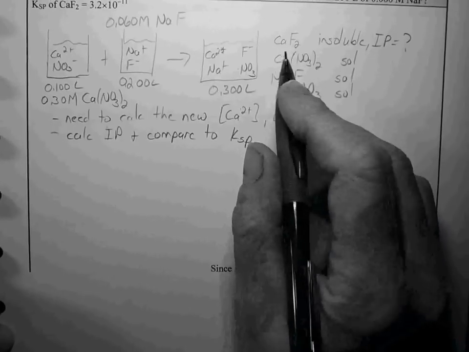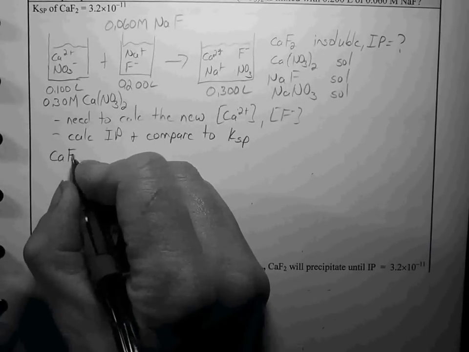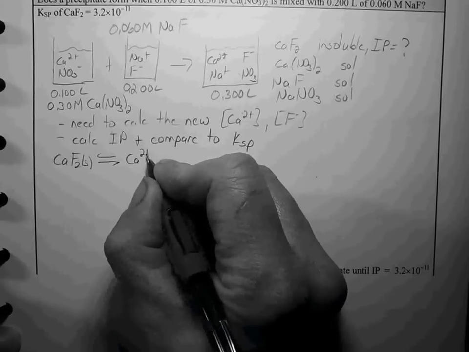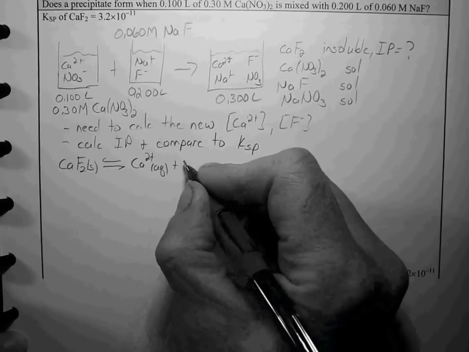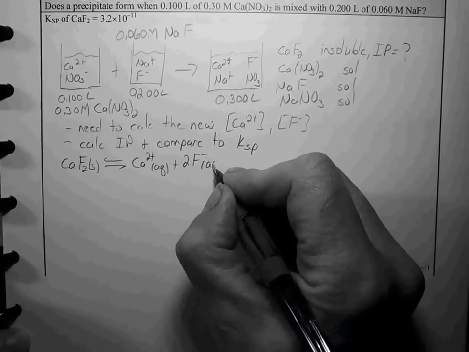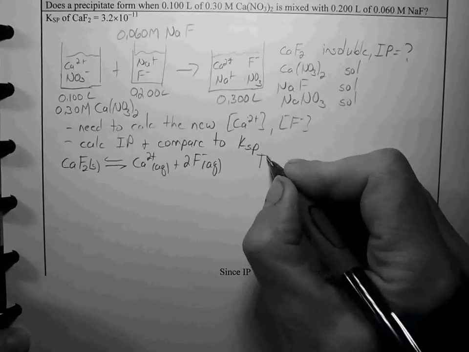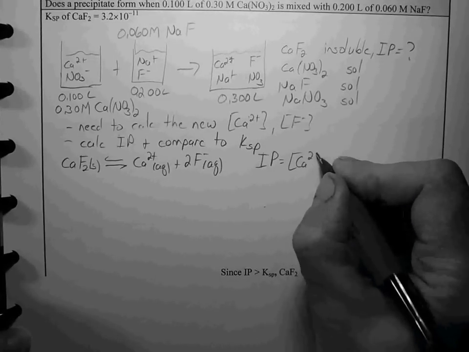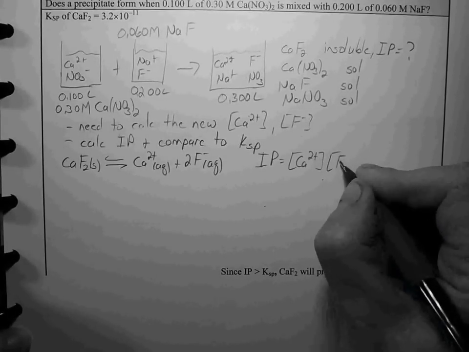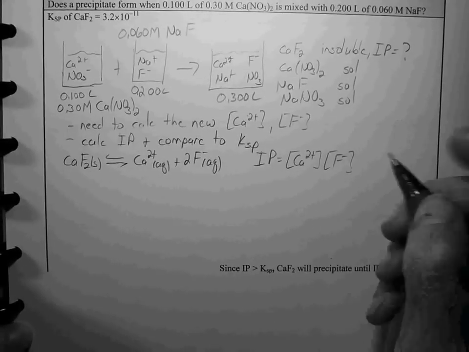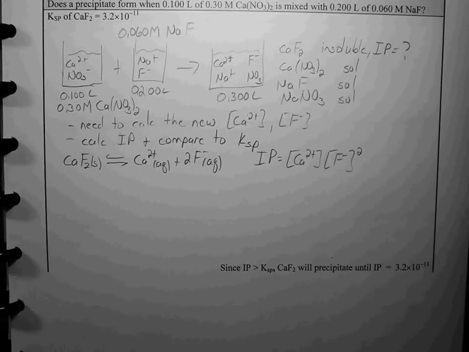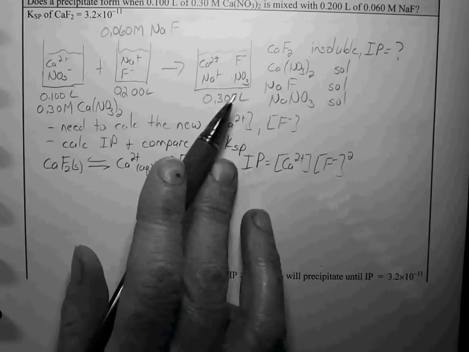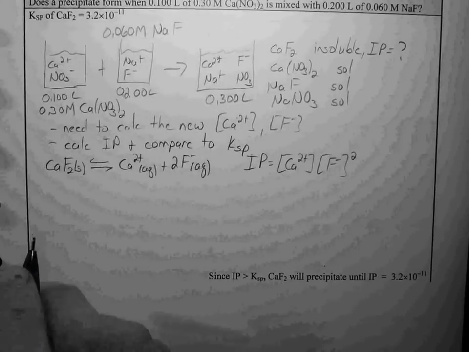Alright, so if we look at our insoluble compound, calcium fluoride as a solid is going to exist in equilibrium with calcium 2+ and 2 fluoride ions. Our ion product, because again we don't know if we are at equilibrium, is going to be calcium 2+ times fluoride ion squared. Now we're not going to use an ICE table because we are given means to calculate our concentration of the different ions.